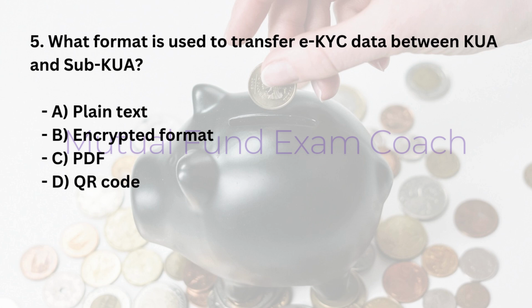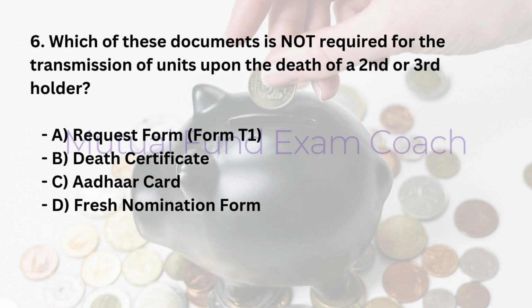5. What format is used to transfer eKYC data between KUA and sub-KUA? A. Plain text. B. Encrypted format. C. PDF. D. QR code. Answer B. Encrypted format. 6. Which of these documents is not required for the transmission of units upon the death of a second or third holder? A. Request form, Form T1. B. Death certificate. C. Aadhaar card. D. Fresh nomination form. Answer C. Aadhaar card.